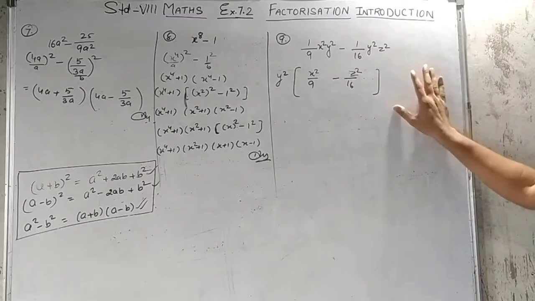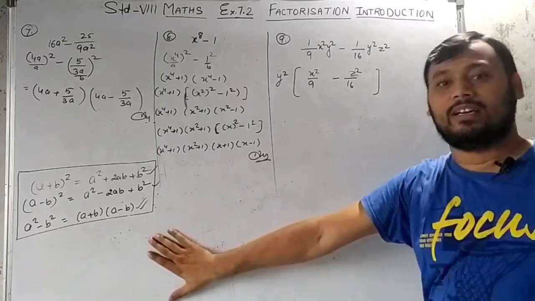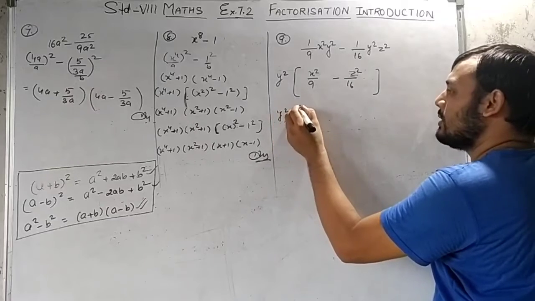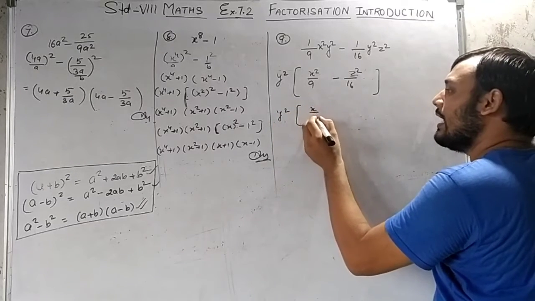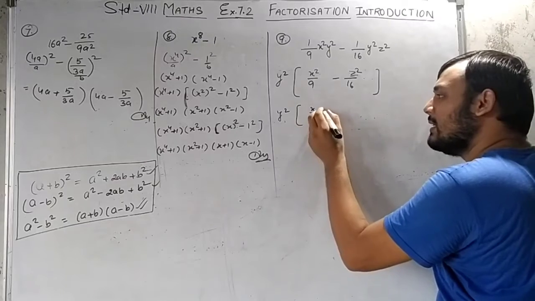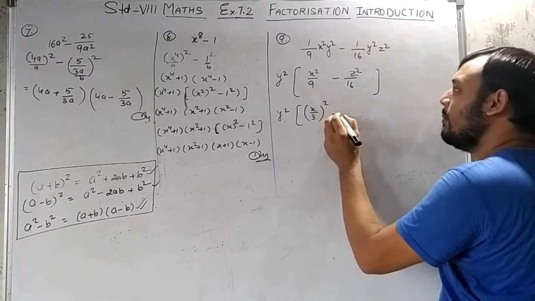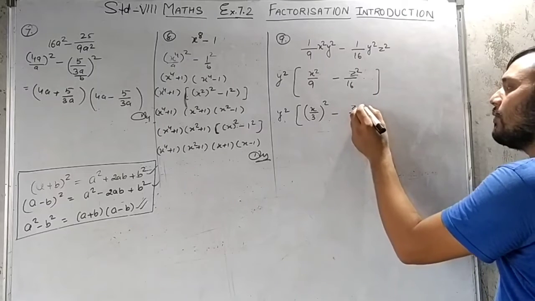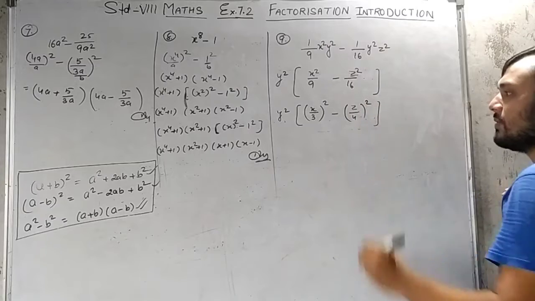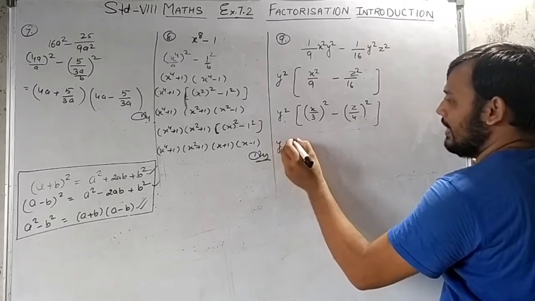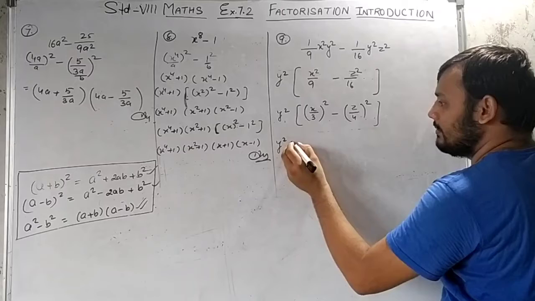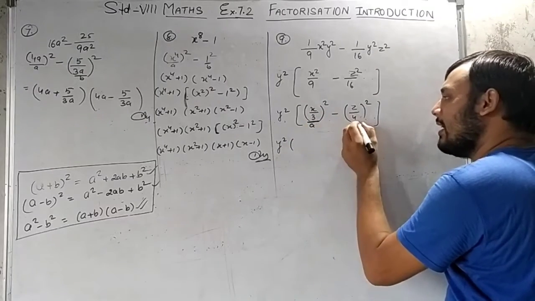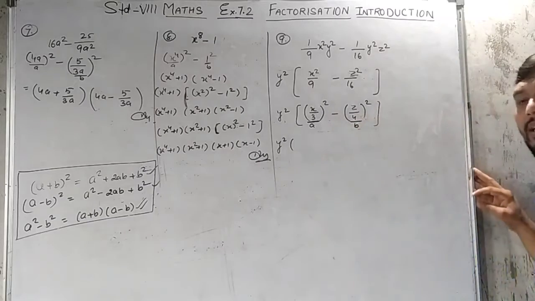ये देखें, अब इनकी शक्ल इनसे थोड़ी सी मिल रही है. It's matching a little bit. So let's have a look here. Y square will be outside. Inside, what you can do here, x by 9. 9 is the square of 3. It means x by 3 whole square minus z by 16. 16 is the square of 4. Z by 4 whole square. So now here I can write like this, y square into this x by 3 will be treated as a, and this z by 4 will be treated as b, a b.